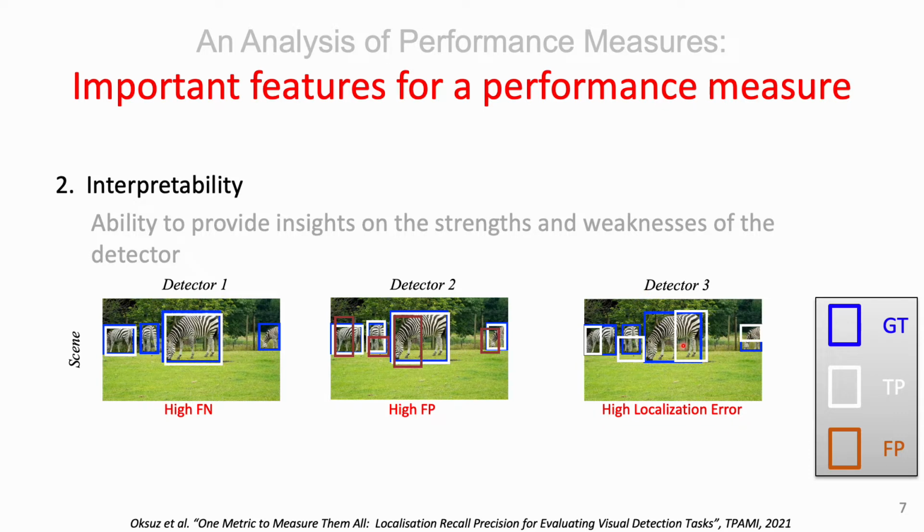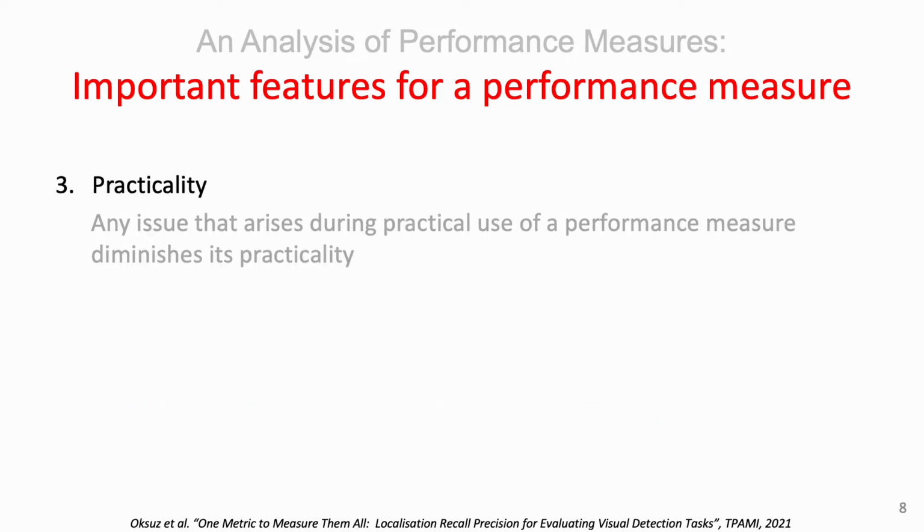If a performance measure does not provide an insight about these different performance behaviors, then it's difficult to understand what is wrong with our detector, and we would have difficulty comparing the performances of different detectors. Therefore, a performance measure should provide an interpretability insight about the performance of the detector.